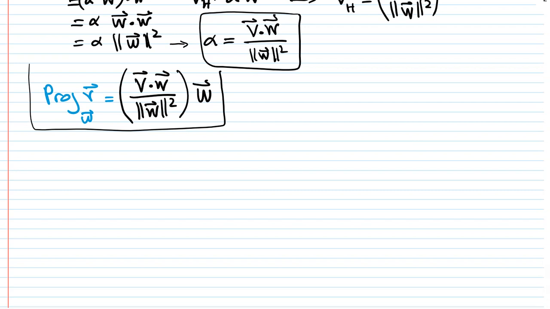Now, sometimes we look at just, because remember, projection of V onto W, this is going to be a vector that is in the direction of W. Now, sometimes we're interested in the magnitude of this vector. If you look at the magnitude of the vector, then they call it the component of V onto W. That's simply the magnitude of the projection vector.